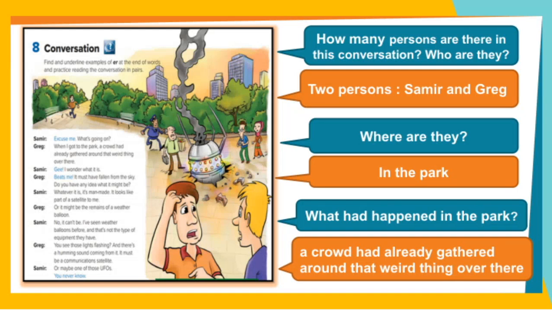So here we see that a crowd had already gathered around that weird thing over there. You might be wondering, where exactly are they? Well, they're in the park. And what had happened in the park to attract such attention? It involves two people, Samir and Greg. Now, if we look at this conversation, how many persons are involved? Just two, Samir and Greg.